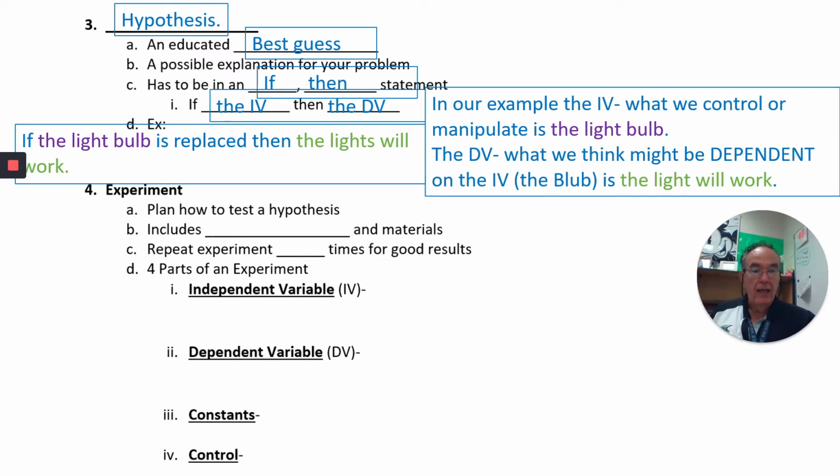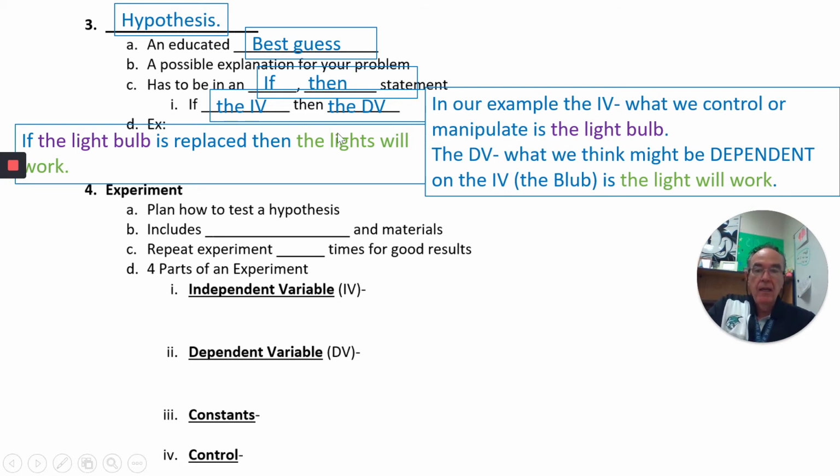If I add fertilizer to the soil, then the responding variable or the dependent variable will be the plants will grow faster. So what we think will depend on fertilizer is the growth of the plants. The independent variable is what we control, the amount of fertilizer, and the dependent variable would be what responds to the fertilizer. Sometimes the dependent variable is called the responding variable. What we think will depend on the amount of fertilizer is the plant growth.